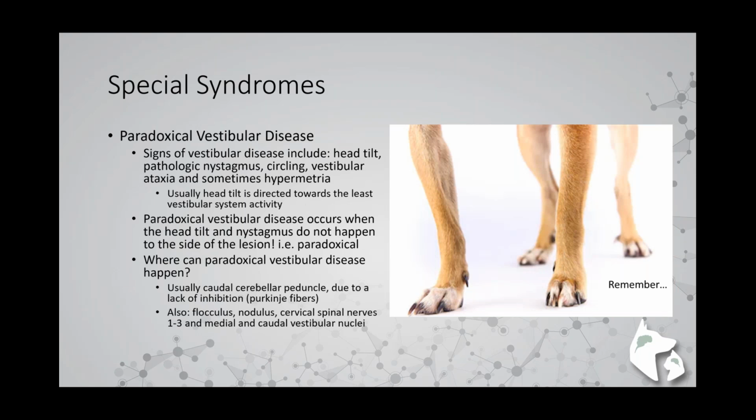Lastly, paradoxical vestibular disease can exist. Sometimes a patient will have a head tilt to the left, but paw placement deficits on the right. But just remember, the legs don't lie. If the right side of the body is affected, that's the side that the lesion is on. And again, it's very academic for us to want to pick this out on just an exam, but it's something you can see that doesn't quite match up, but there's a reason for it.